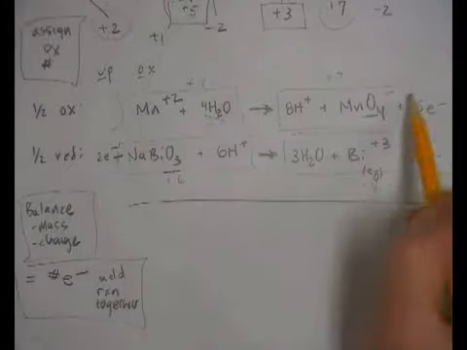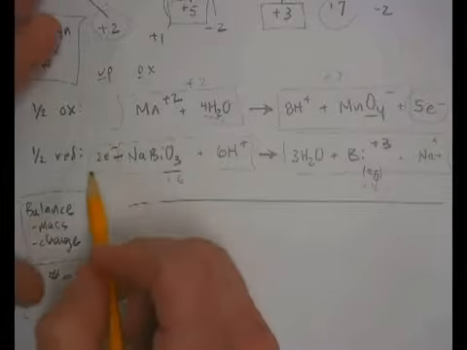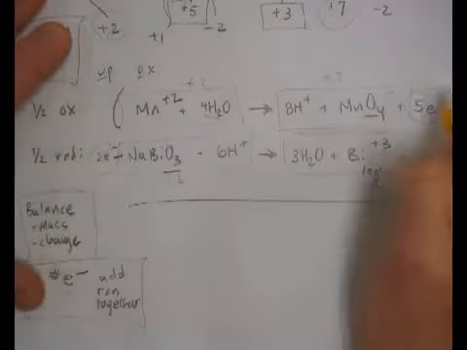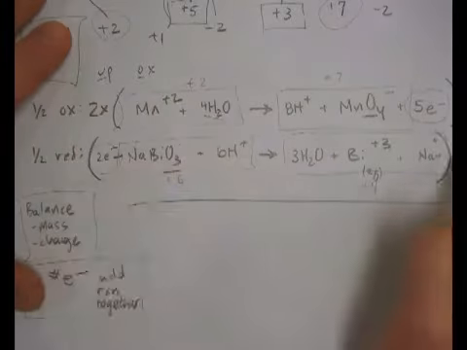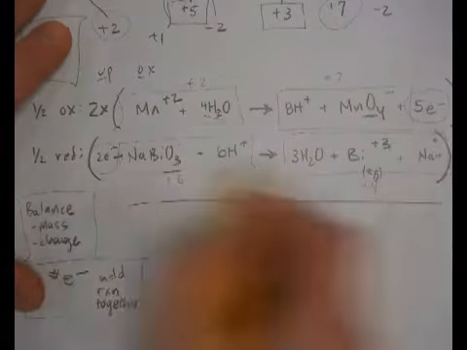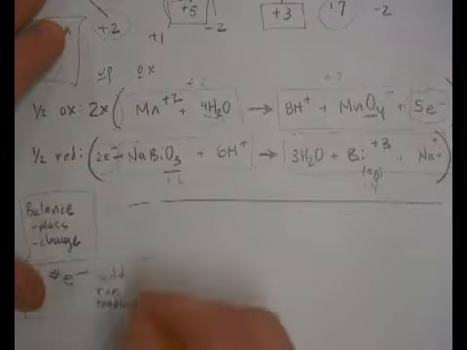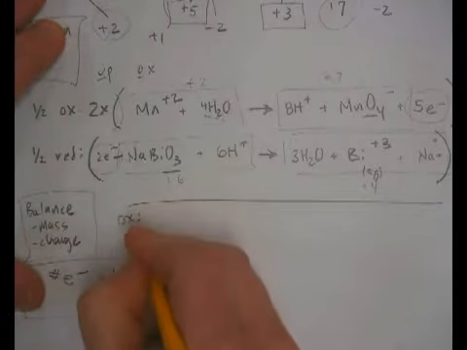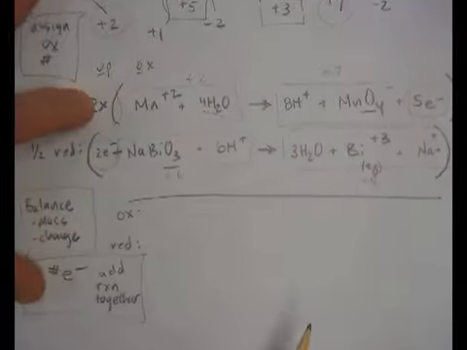Okay, I've got 5 electrons here, 2 electrons here, so I'm going to have to do something to both of these reactions. I'm going to multiply this reaction by 2, and this reaction by 5, because then I'll end up with 10 electrons here and 10 electrons here. So for the oxidation half reaction, I'll rewrite it right down here, and I'll rewrite the reduction half reaction right down here. I'll do the oxidation first because it's on top.